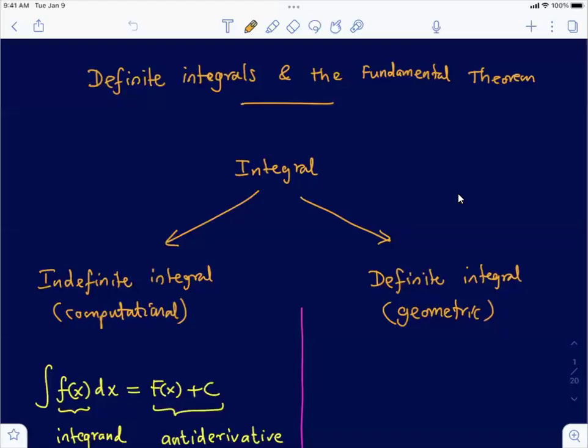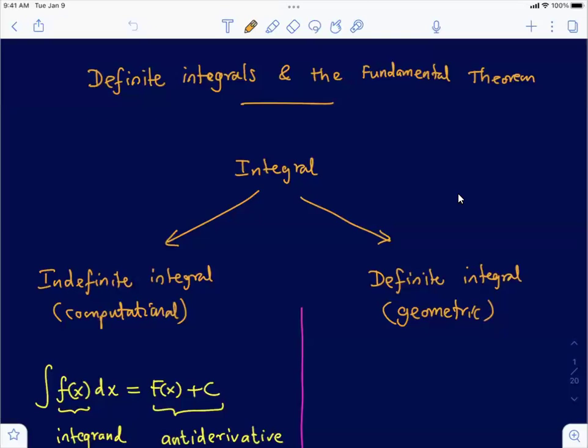Hello, everybody. Welcome back. In this lesson, we will go over two important concepts. The first one, the definite integral. The second part will be the fundamental theorem of calculus. So first of all, let's consider the integral.